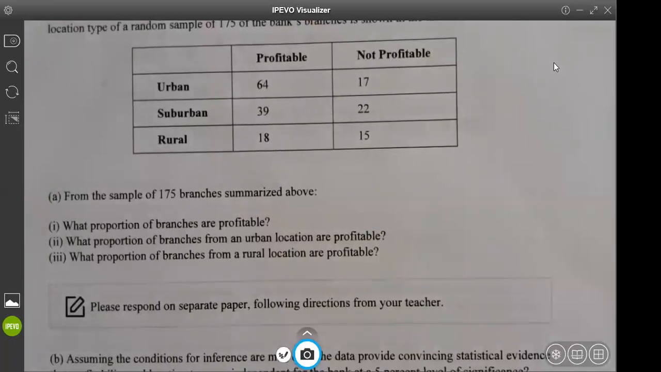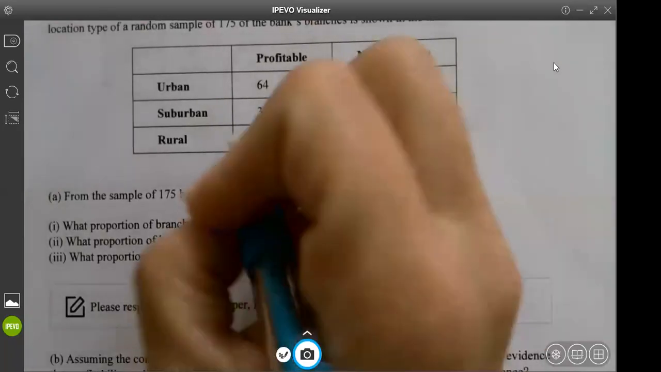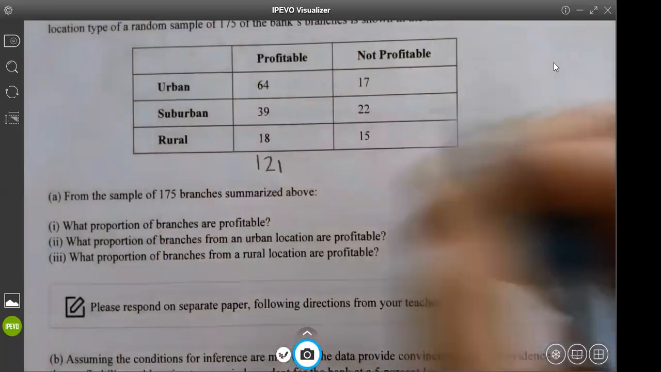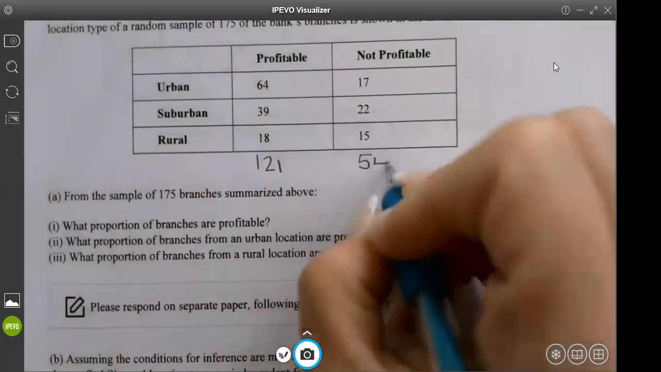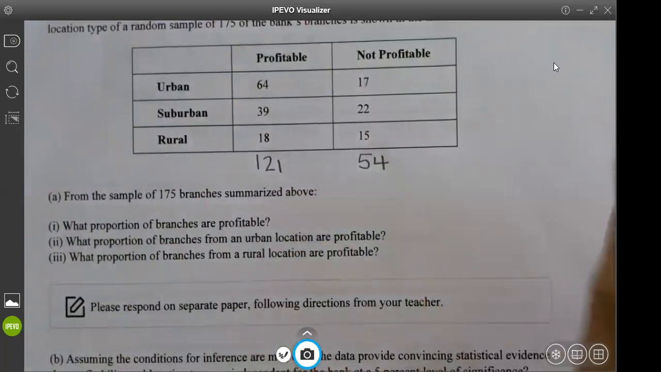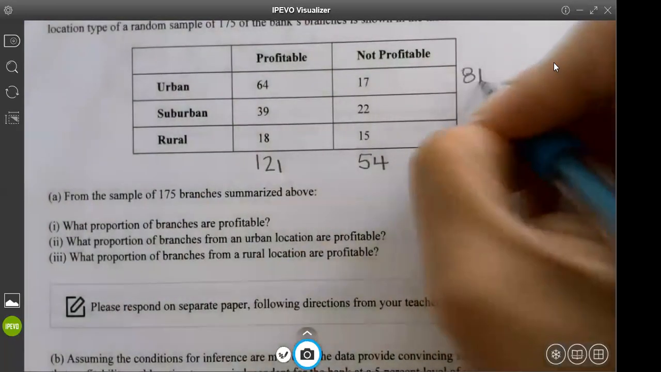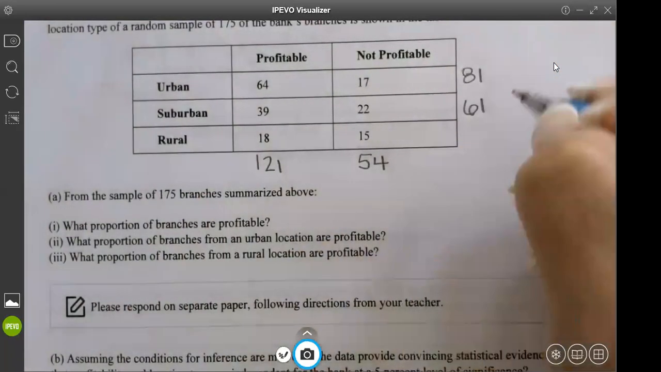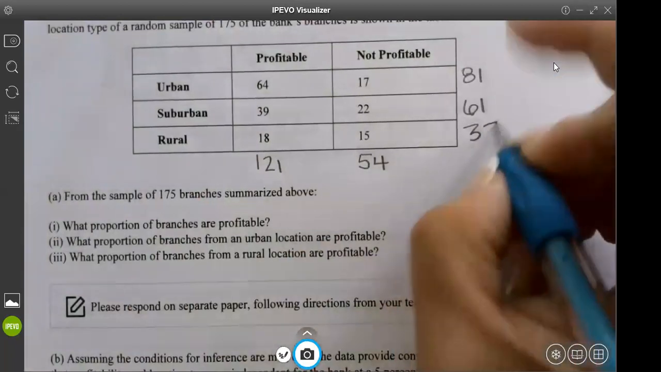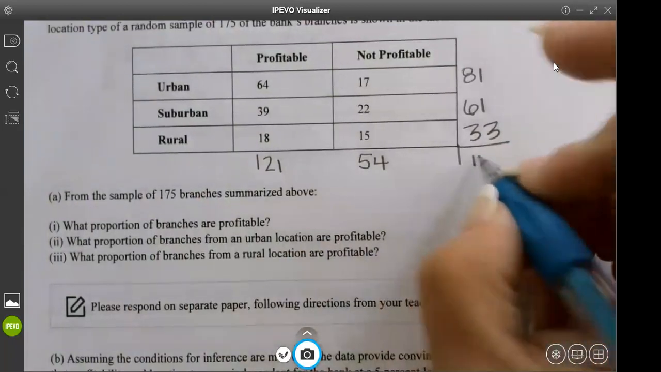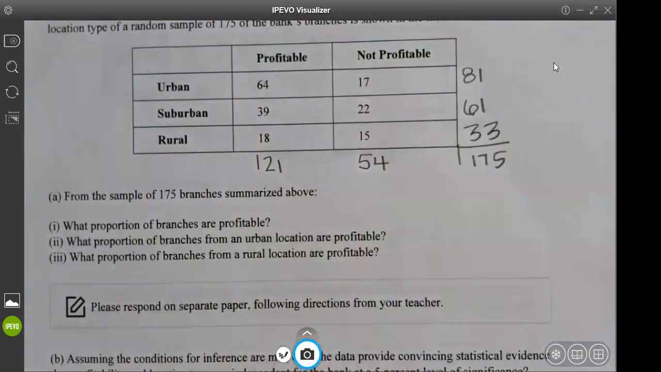So if we're talking about profitable, we're just going to total that column up. And I'm going to go ahead and write the totals of all of them so that you have them. So 121, 54, 81 urban, 61 suburban, 33 rural, which is a total of 175. And all I did was add those up. So don't make it look like I did something special. Is everybody good?